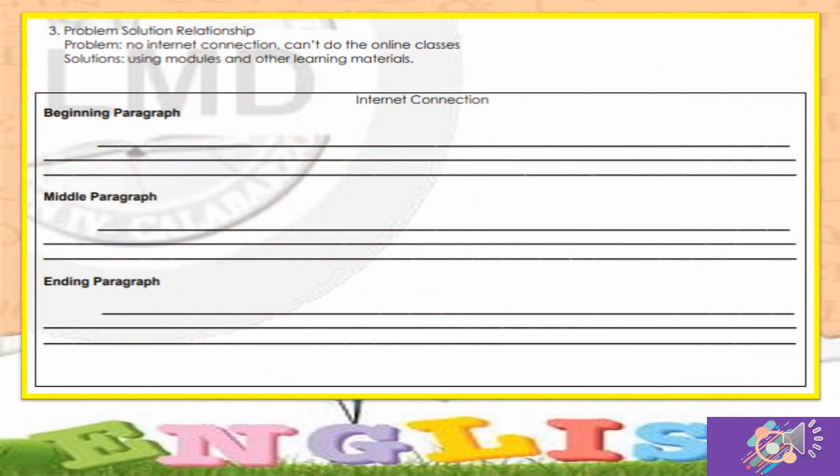And for number three, the problem solution relationships. So the problem is no internet connection, can't do the online classes. And for the solutions, using modules and other learning materials. The title is Internet Connection. So we have also the beginning paragraph, the middle paragraph, and the ending paragraph.